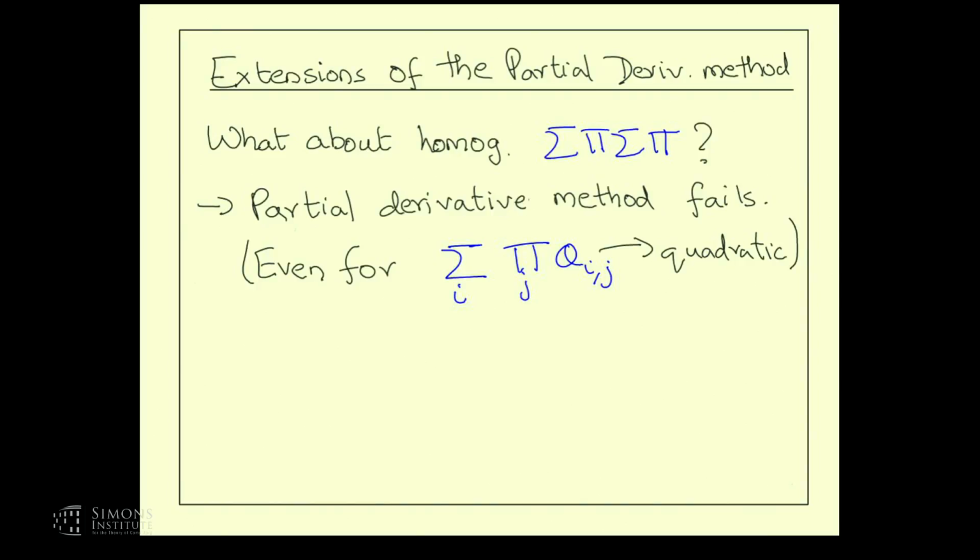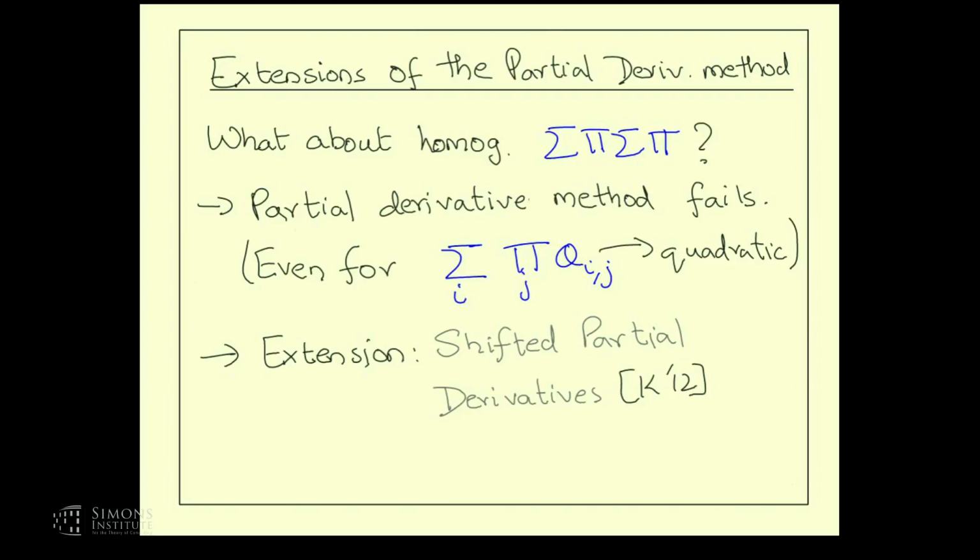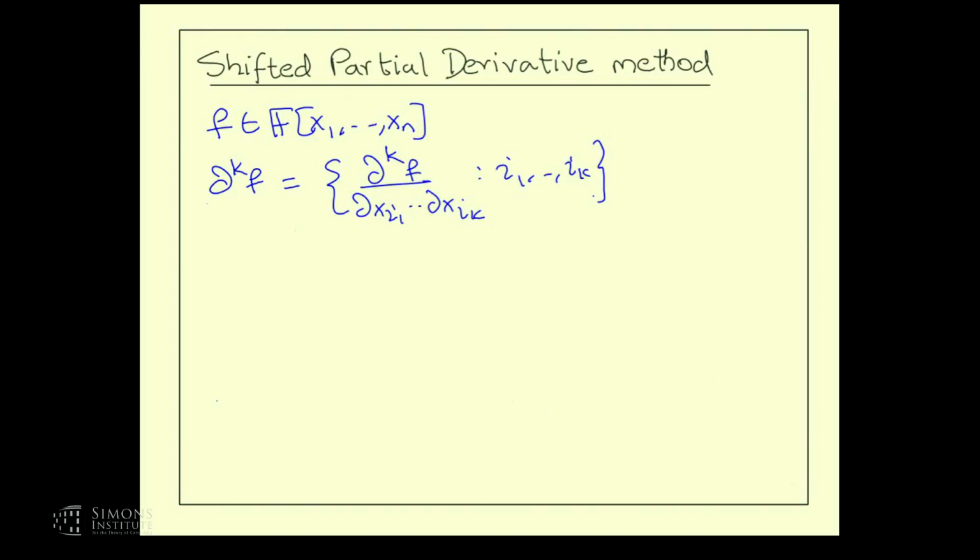And this was a sticking point for a while until a breakthrough result by Kayal in 2012, where he augmented the method of partial derivatives and invented the so-called shifted partial derivative method for proving lower bounds. And it turns out that this technique can actually be used to prove lower bounds for sigma pi. Okay, I'm not going to do the computation in this case because it gets very hairy, but I'll just tell you what the complexity measure here is and tell you what bounds we can prove. Okay, and then I'm more or less done.